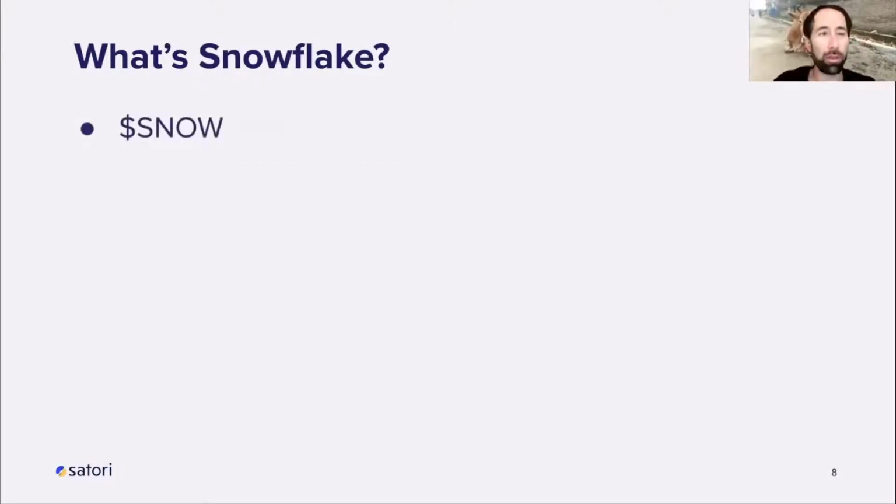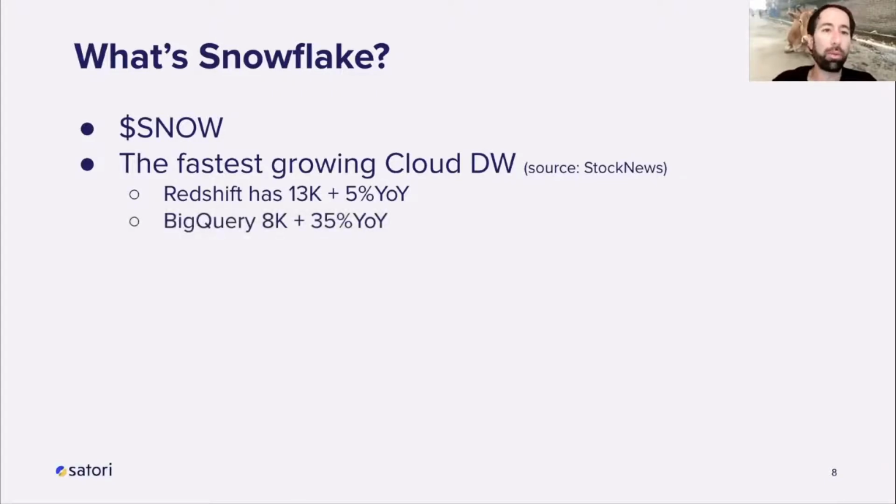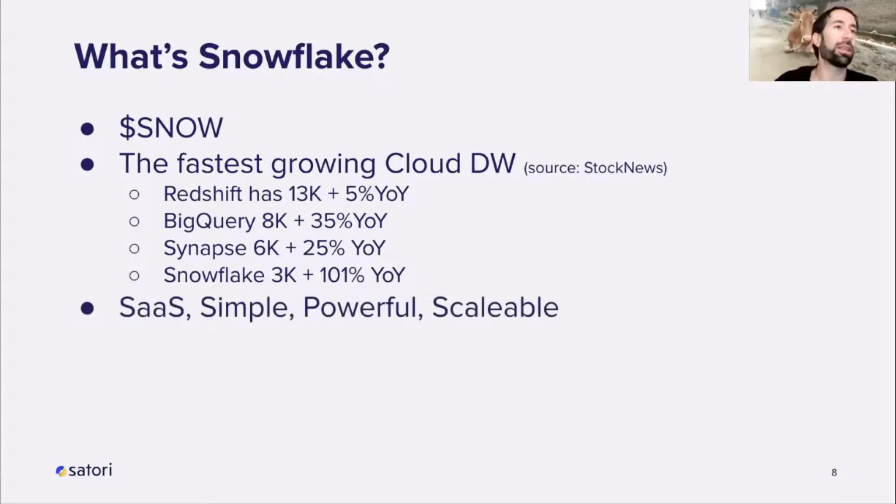Snowflake is a cloud data warehouse. Perhaps you've heard about the IPO. It's the biggest software IPO of this year, or maybe of the last few years. And it's the fastest growing cloud data warehouse. So AWS Redshift is the biggest, but it's the slowest growing. BigQuery and Azure Synapse have good growth and are bigger. Snowflake is the smallest out of this pack, but it's the fastest growing. It's a unicorn company.